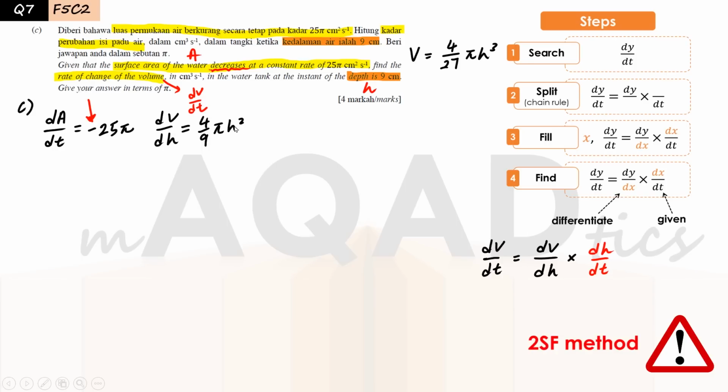But the value of H here, same as part B, I am going to substitute its original value, which is 9. So for the H here, I'm going to substitute 9. And for this one, dH over dt, it is usually given in the question, but sometimes they might indirectly give you the value. So this one is indirect.